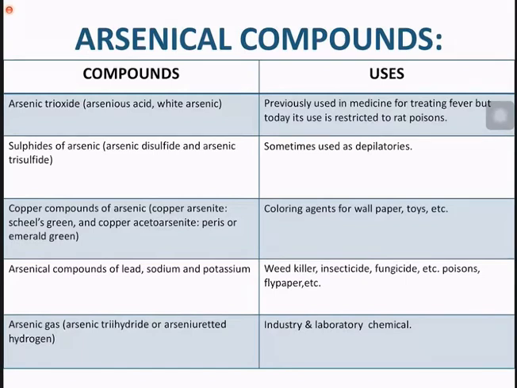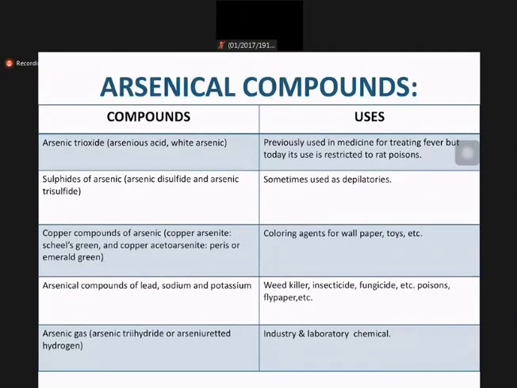Then there are some arsenic compounds with lead, sodium, or potassium. These compounds are used in insecticides, fungicides, weed killers, all the gardening stuff. The insect killer stuff can have arsenic in it. And lastly, there's arsenic gas, which is widely used in industries and laboratories. So this is how one can potentially get exposed.